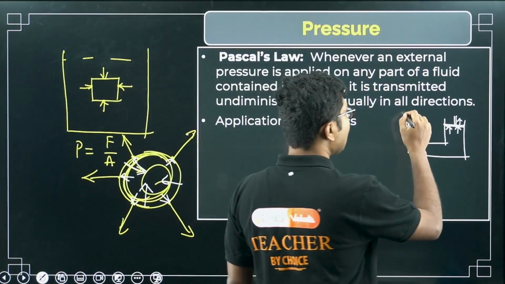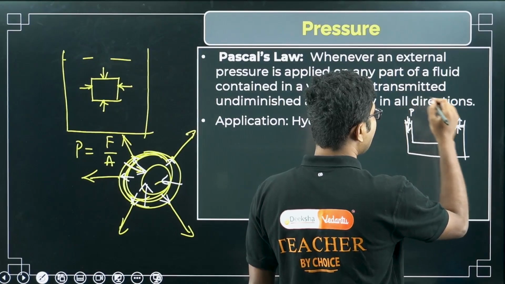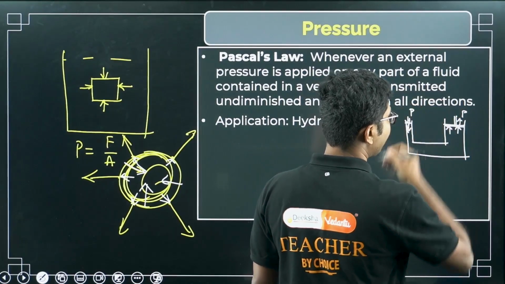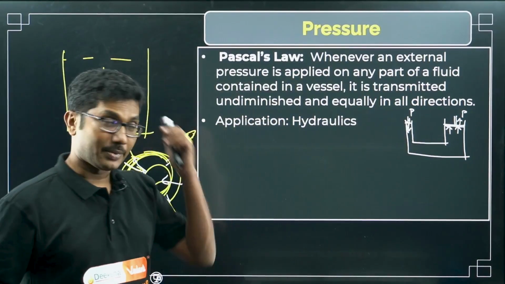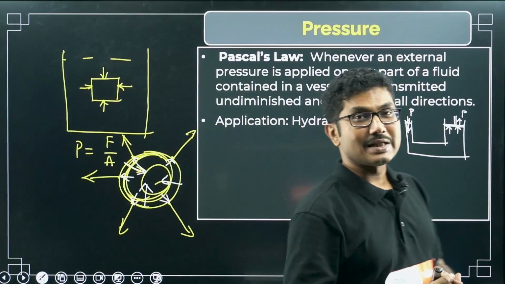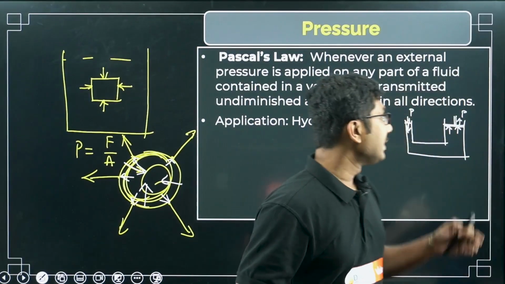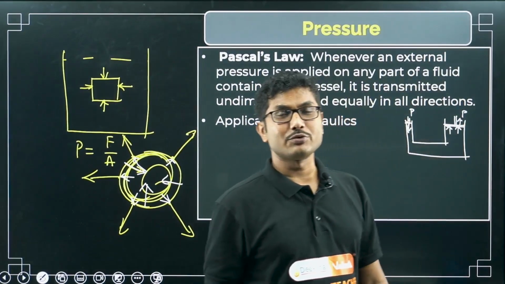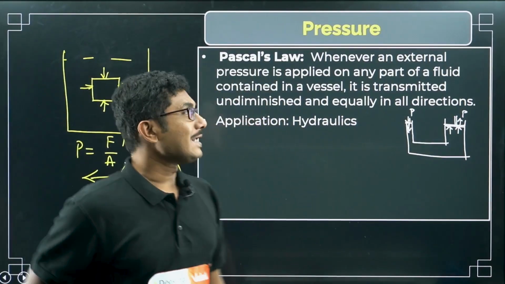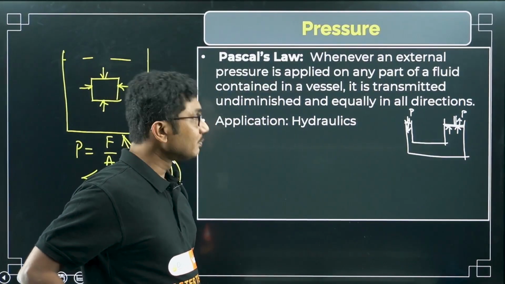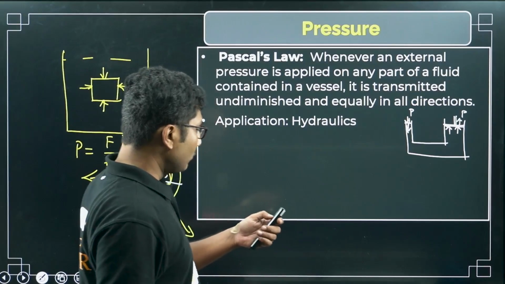If you apply a pressure P here, you will get the same pressure back here as well. So pressure will remain constant, but we know that pressure is force per unit area. We have increased the area in this case, so force will increase. That is the basic thing that you need to know. Okay, now let's move on to the next part.